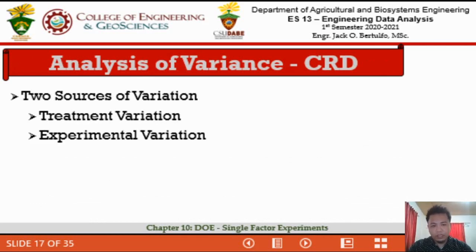So for analysis of variance, this is important. This is the highlight of the experimental design, the analysis of variance or the ANOVA. So this is the ANOVA for CRD. There are two sources of variation. First is the treatment, that is, the treatment variation. So we need to find the difference between each treatment, to see if there is an effect. Then the second one is the experimental variation or the experimental error. Okay.